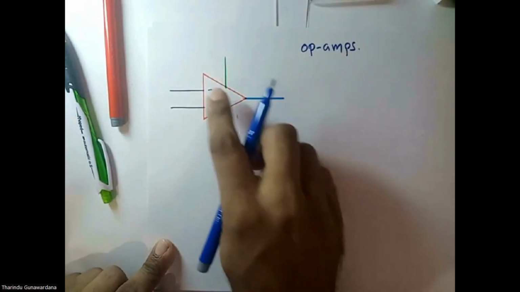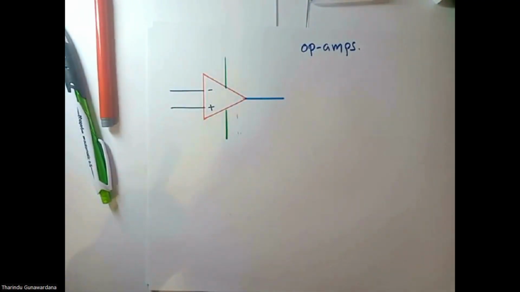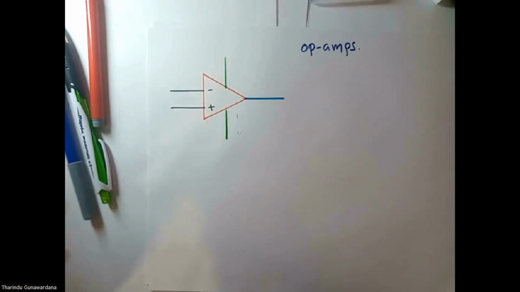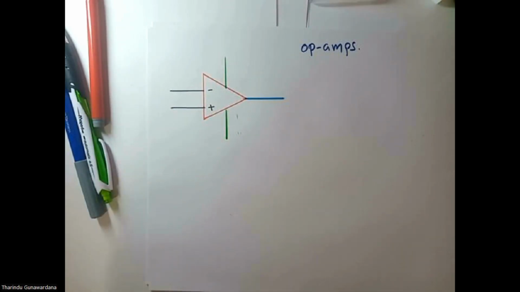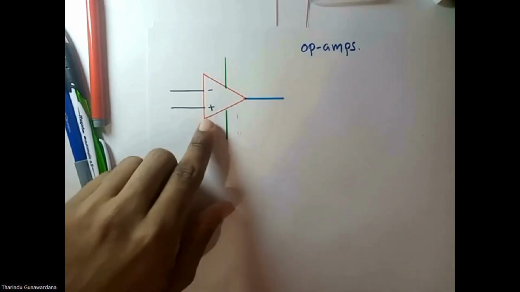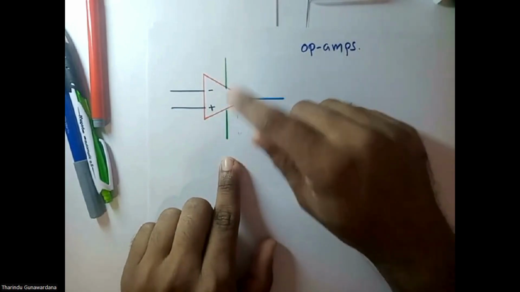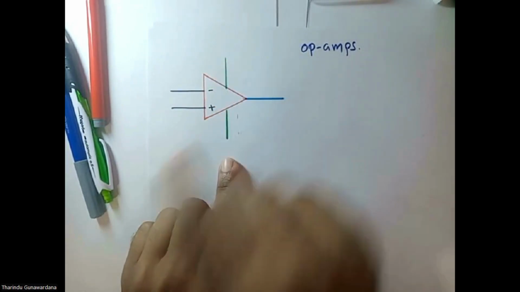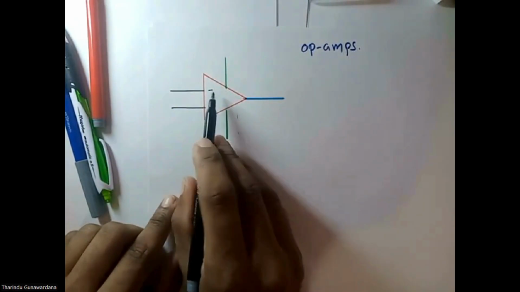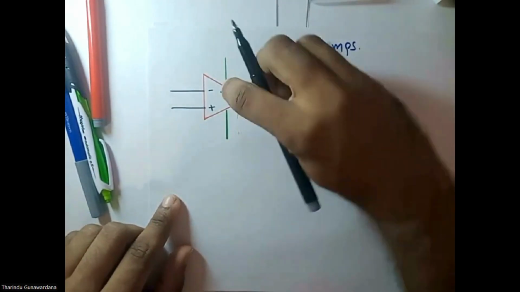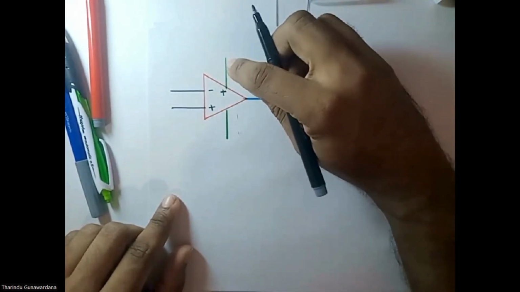Right. Now these are the terminals, and here you should be able to identify them. First, we should power up this IC, this op-amp. To power up, we have two terminals. These two terminals are used to power up the op-amp. Next to this negative one, here we have positive. This is the positive terminal of the power supply.